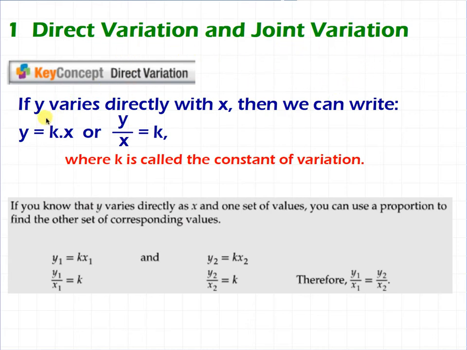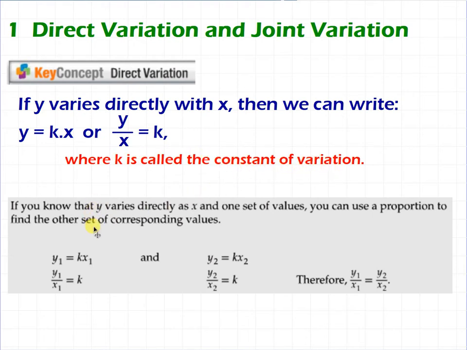We say that y varies directly with x. When we say y varies directly with x, then we can write y equal k times x, or y over x equal k. This form here is just another way to write y equal kx. You divide by x here, it becomes y over x equal k. Now, what do I mean by y varying directly as x or with x? This means that when x increases, y also increases. If x decreases, y also decreases. Now, the k here is called the constant of variation.